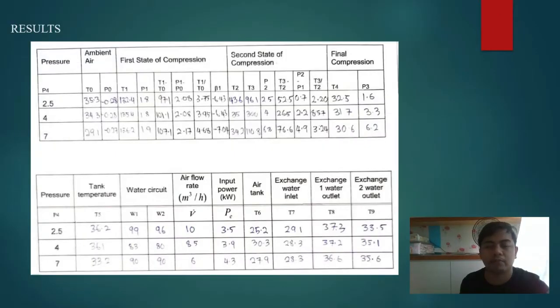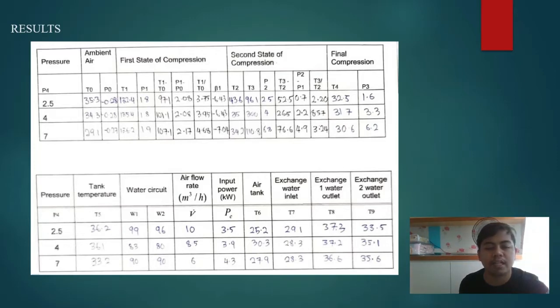Today I will present about the result of the two-stage air compressor. In this slide, there are two tables. Table 1 is about the readings of first stage compression and second stage compression, while table 2 is about the readings of air flow rate, input power and so on.